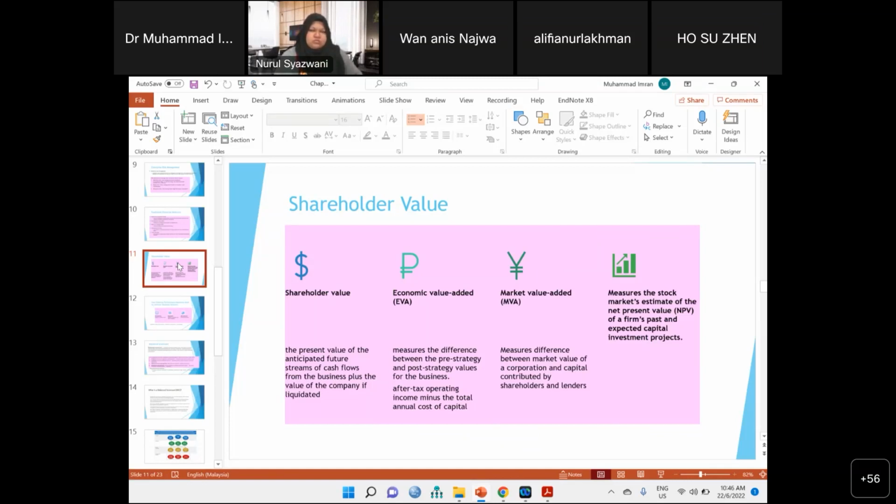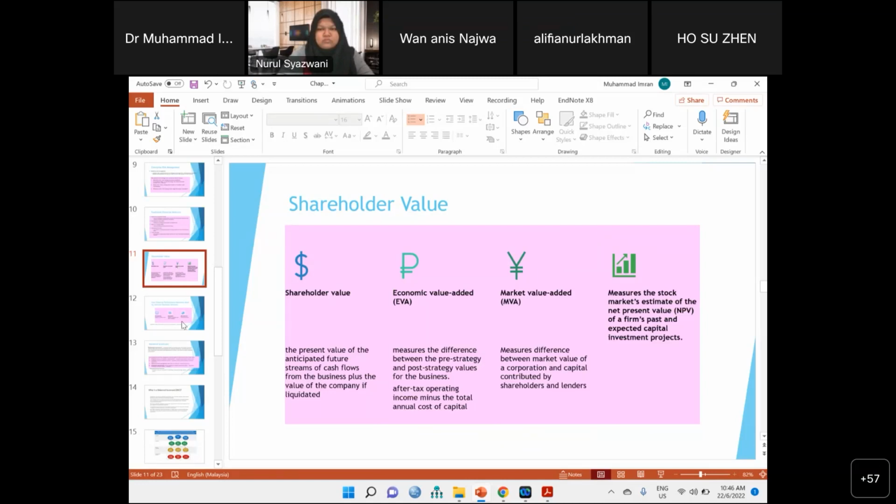Number one, add all capital that has been put into the company from shareholders. Number two, reclassify certain accounting expenses such as research and development. Number three, use the current stock price. All these things are added in the market value added. Anyway, it measures the stock market's estimate of the net present value. You know how much the shareholders are earning. Basically, all these criteria tell the shareholders how their wealth is changing. Are they increasing their wealth or decreasing their wealth?